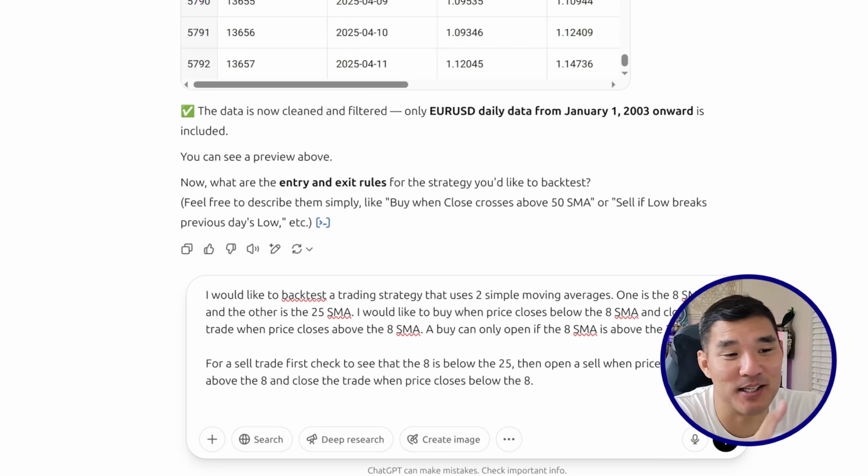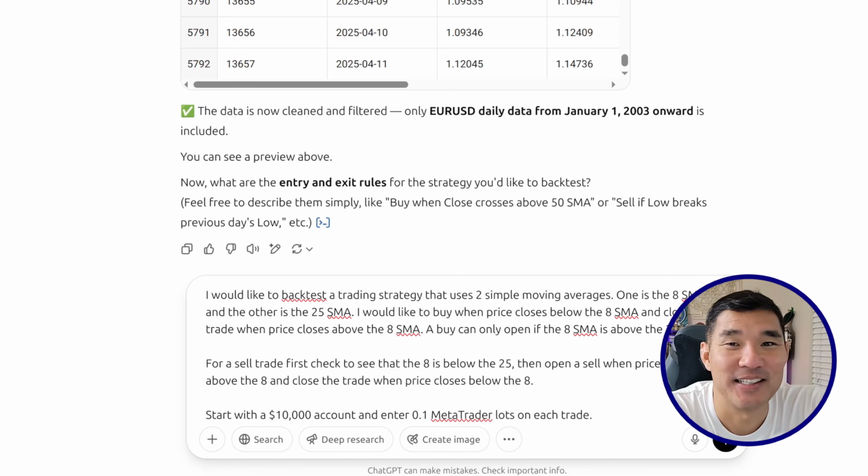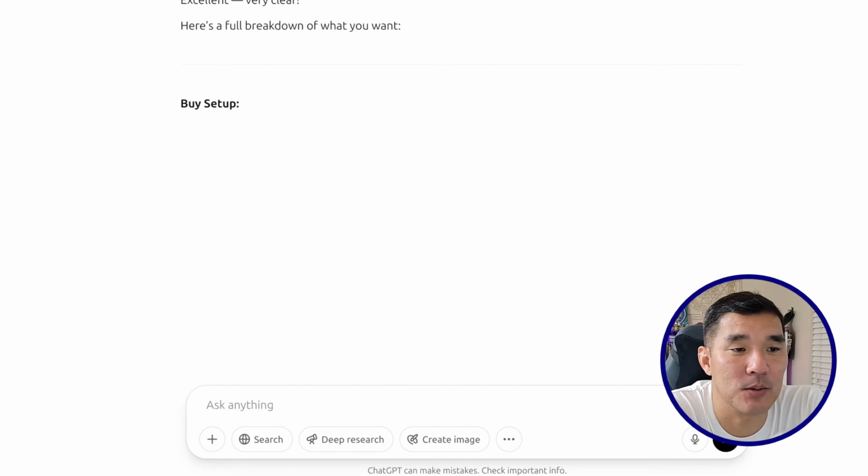Now for position size and everything, I'm just going to keep it simple. So I'm going to say start with a $10,000 account and enter 0.1 MetaTrader lots on each trade. So it should understand the MetaTrader lots, but we'll see what happens. It has in past backtests, so let's see what it comes up with.